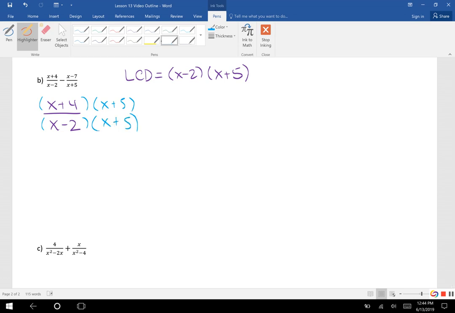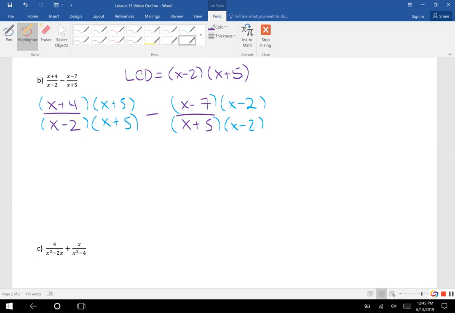Okay, and then the second fraction is missing the x minus 2. So I'm going to have to multiply top and bottom by x minus 2. And when I do these problems, I always FOIL out or multiply out the numerators, because that's where I'm going to do the adding and subtracting. But I usually don't multiply out the denominators, because once I find that LCD, it's not going to change. And in fact, I like having it in factored form.